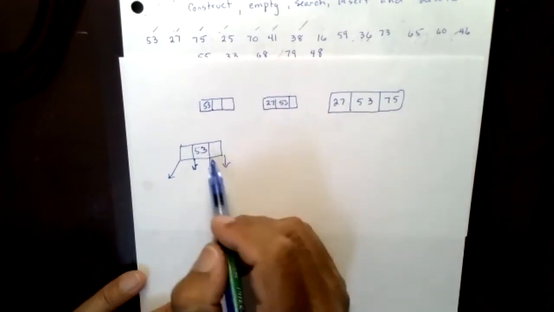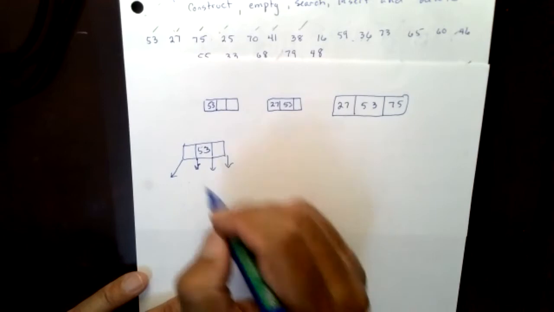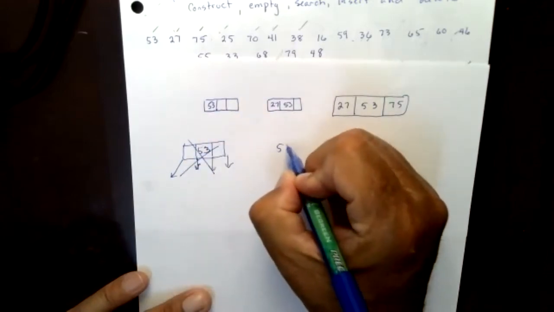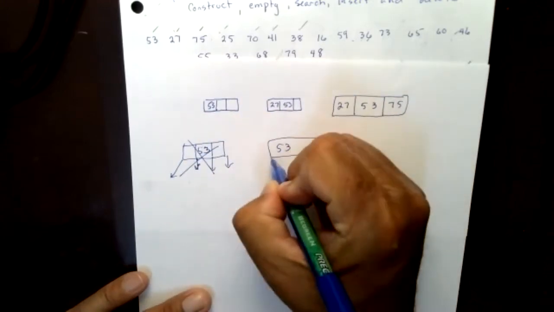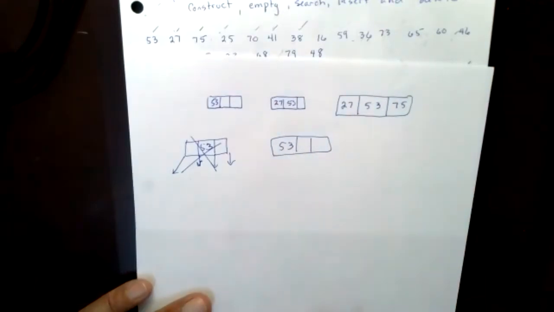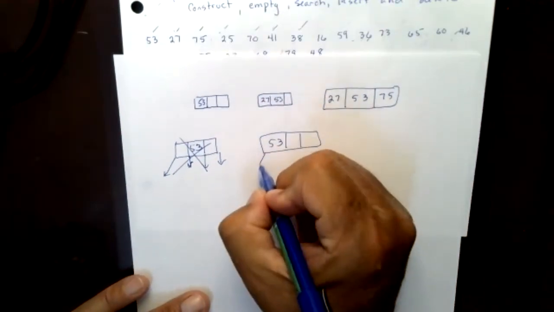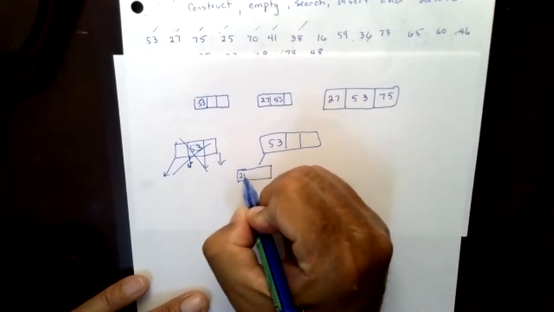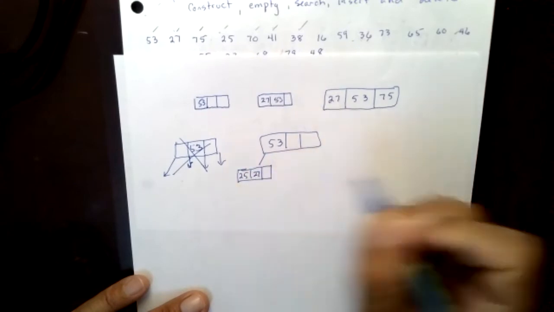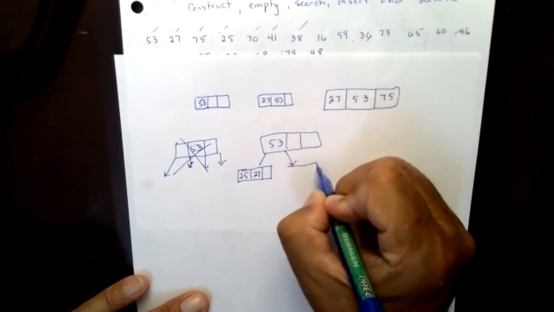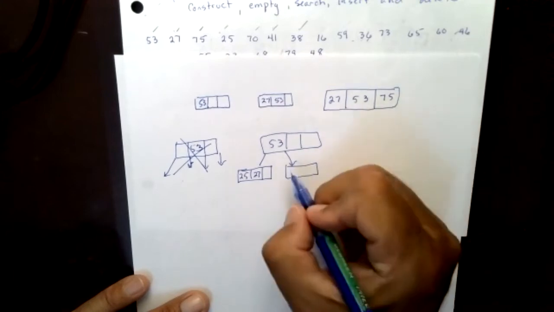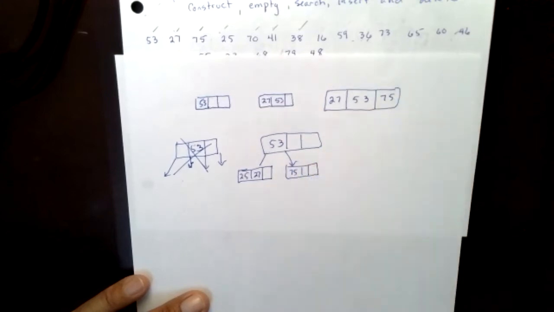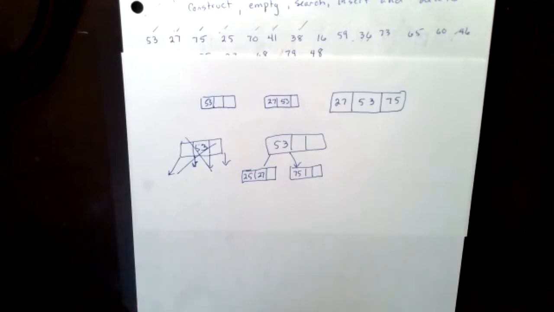Okay. Now, I'm looking at this and there are lots of different ways to do it. I like to think of it as 53 is there. Over here becomes a node with 25, 27, and blank. And here comes a node with 75. Not too bad. Four values stored, often looking pretty good.